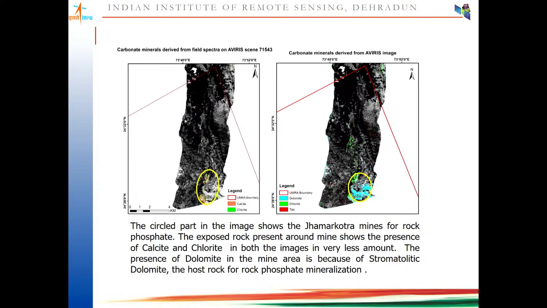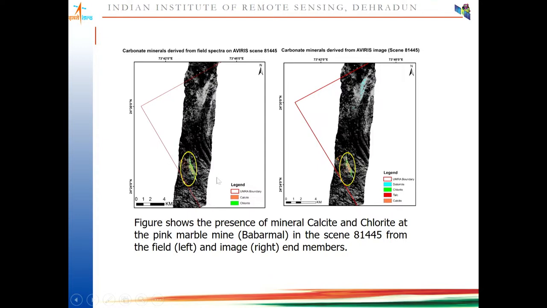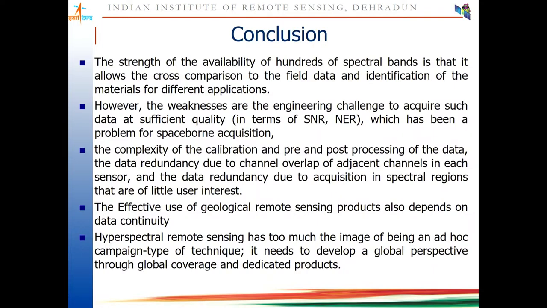Now in this image, this is the Zawar area, a zoomed version of the previous one, and we have seen that in the Zawar area, as the host rock is stromatolitic dolomite, it was very nicely and thoroughly classified as dolomite using the hyperspectral IIRS image. This is for another pink marble area. This spectrum was also collected, and we have seen that it very nicely classified the image into that particular mine. So what do we understand by all these discussions? We understand that the strength, or the availability, of hundreds or more very narrow contiguous bands is that we are able to generate the spectrum of each and every pixel.